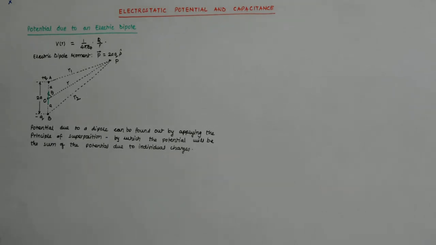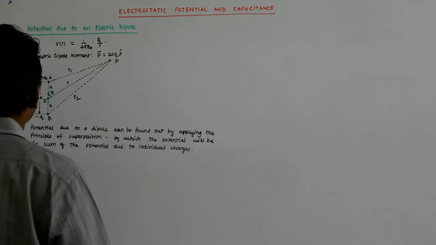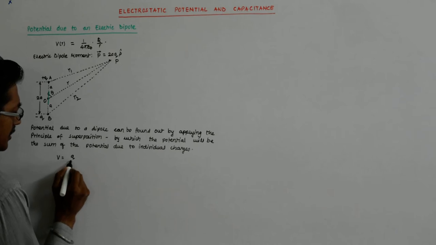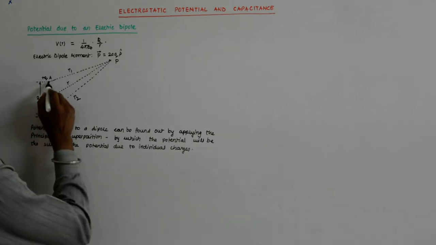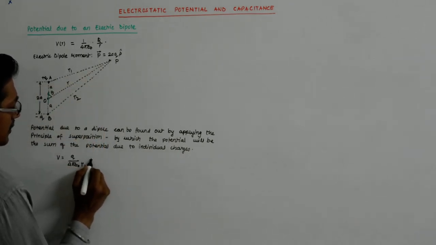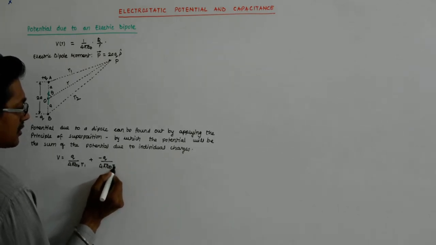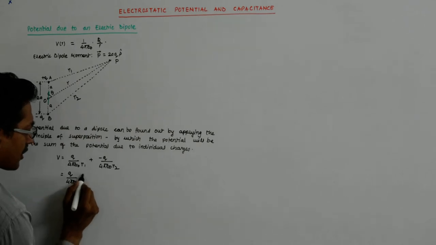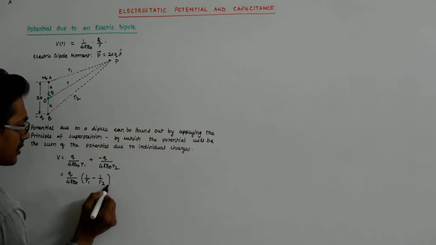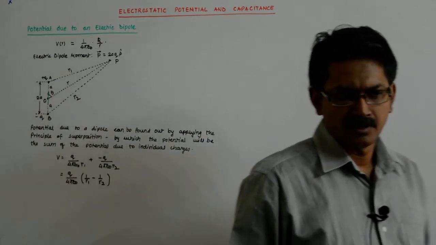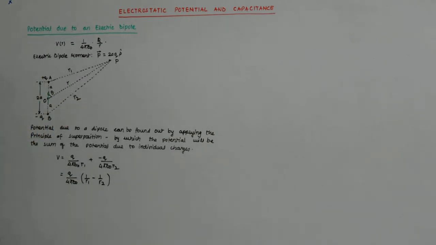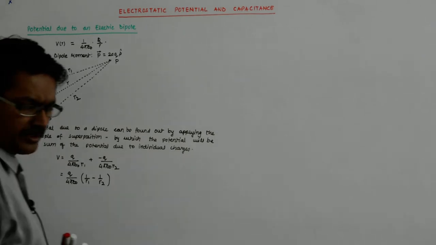And one of the charges is plus Q while the other charge is minus Q. So V has to be Q upon 4 pi epsilon naught times 1 upon R1, from plus Q the distance is R1, plus minus Q upon 4 pi epsilon naught R2, because from minus Q the distance is R2. So it becomes Q upon 4 pi epsilon naught into 1 upon R1 minus 1 upon R2. Do we get the point? So our main aim is to find out this 1 upon R1 and 1 upon R2, right? Okay? Fine?